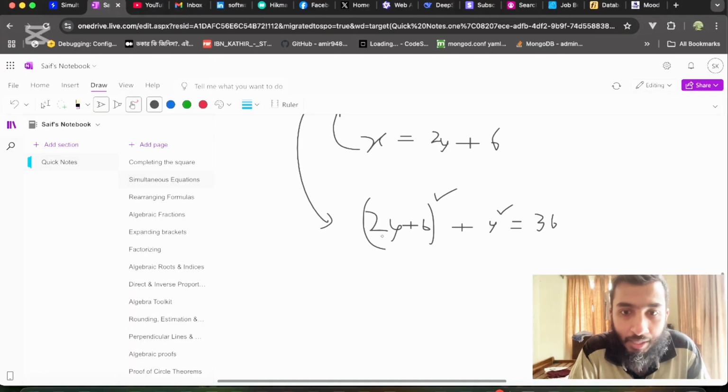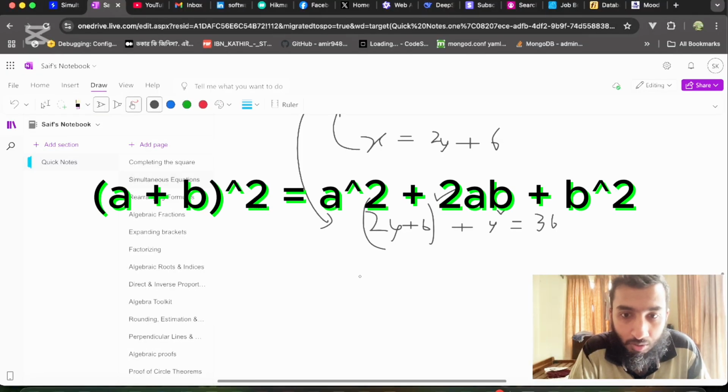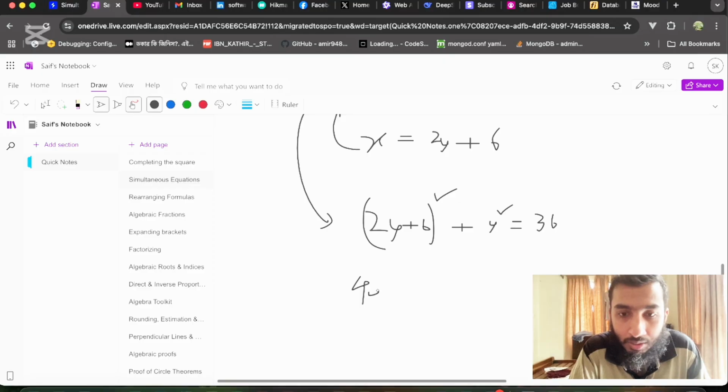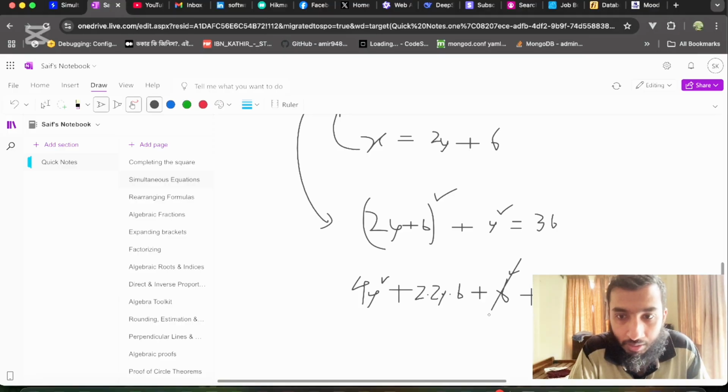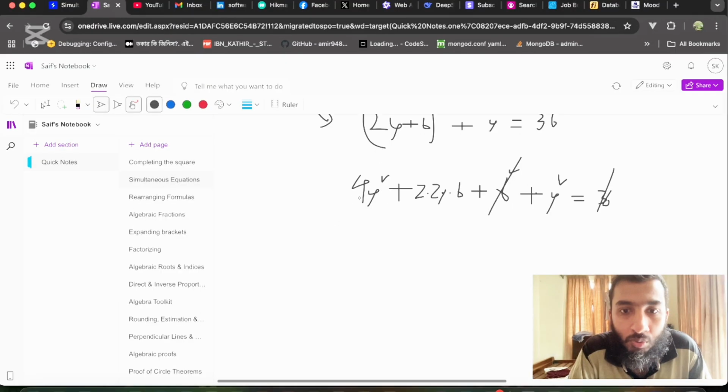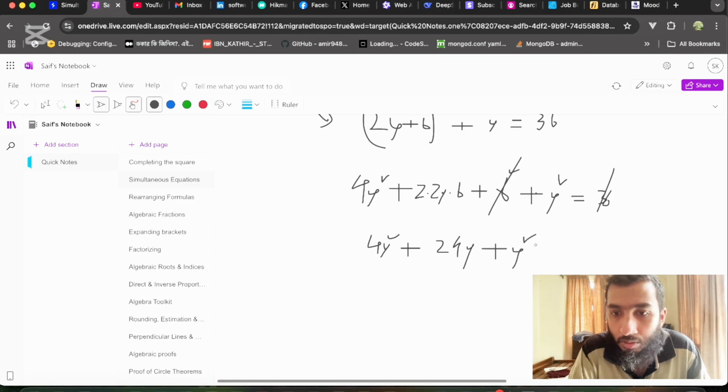So now we can apply the a plus b whole square formula to break this down. So twice y plus 6 whole square will be what? Twice y whole square is 4y square, plus 2 into twice y into 6, plus 6 square, plus y square equals 36. Now 6 square equals 36, so we can of course cut these two. So what do I get? 4y square plus 2 into 2 into 6, which is 4 into 6, 24y, plus y square equals 0.